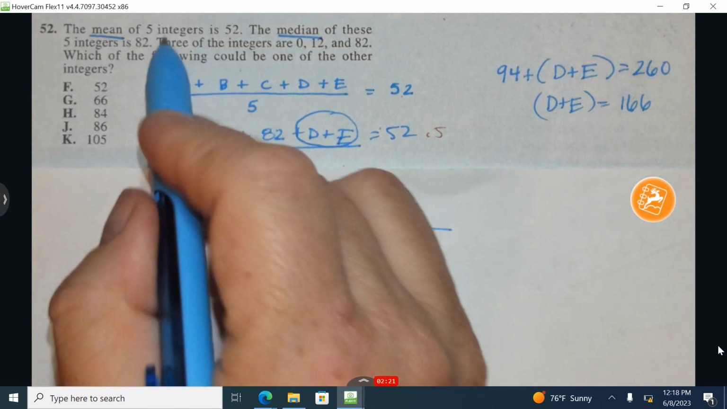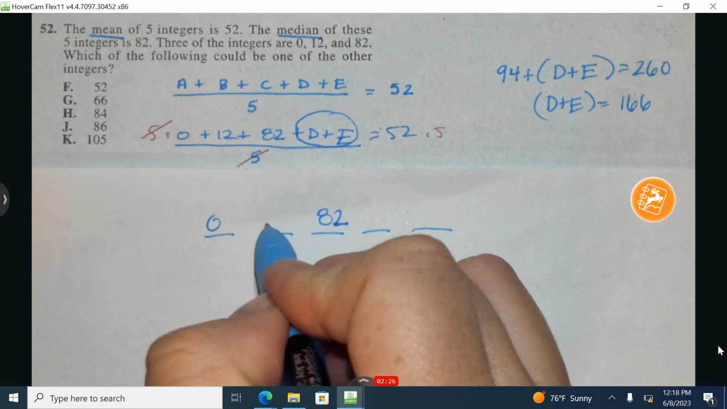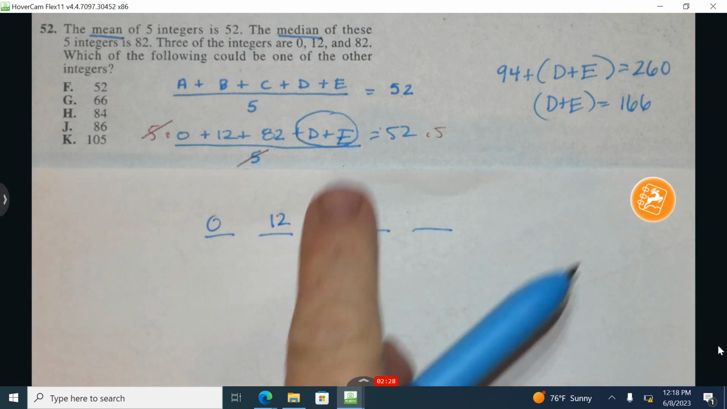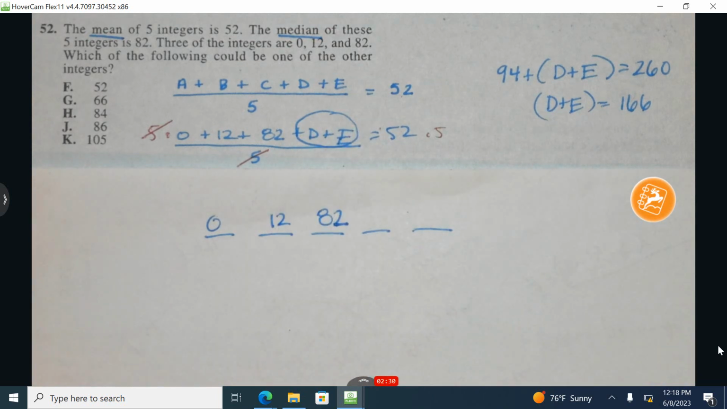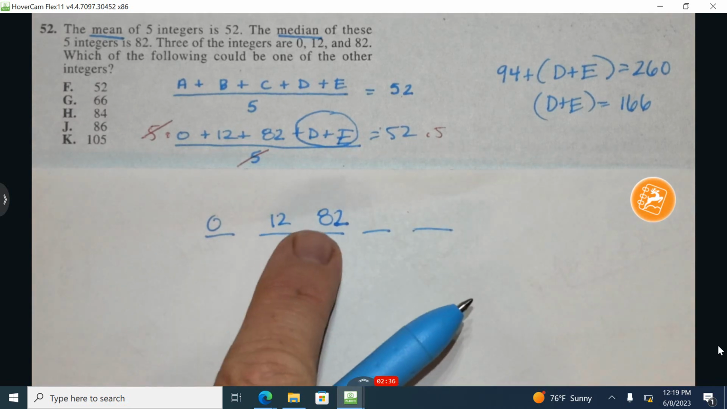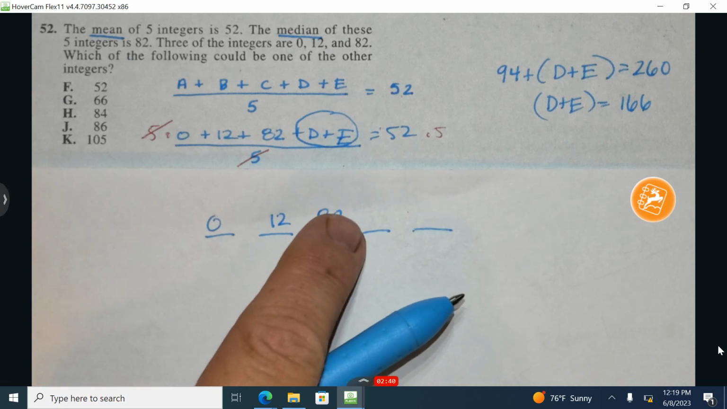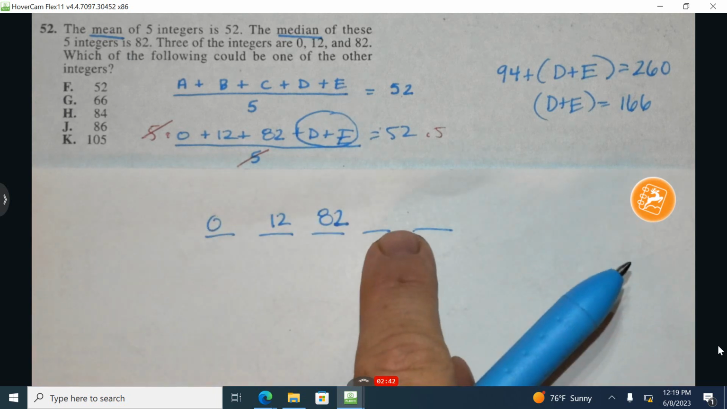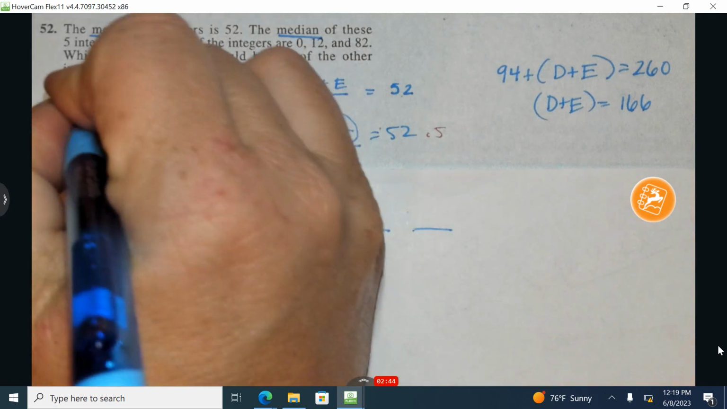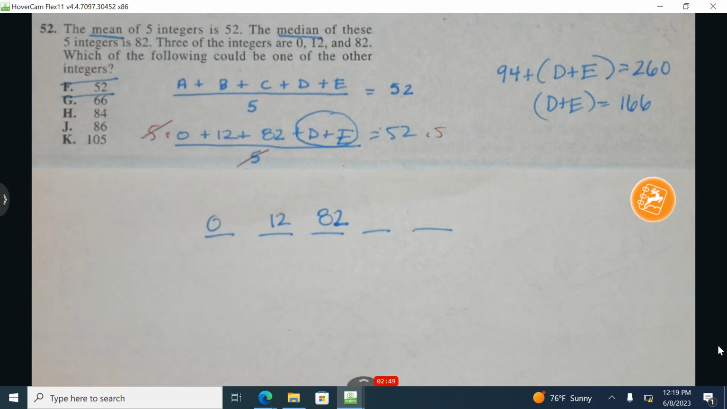So let's put in what we know. We know that when we identify the median, it has to be in order from least to greatest. So I have 0 and I have 12. I have the 2 missing pieces, which I refer to as D and E. Okay? So when you put them in order and I have 2 missing pieces, these 2 missing numbers have to be greater than 82. So anything that is less than 82 would not work for D or E. So I'm able to cross out F and also cross out G.